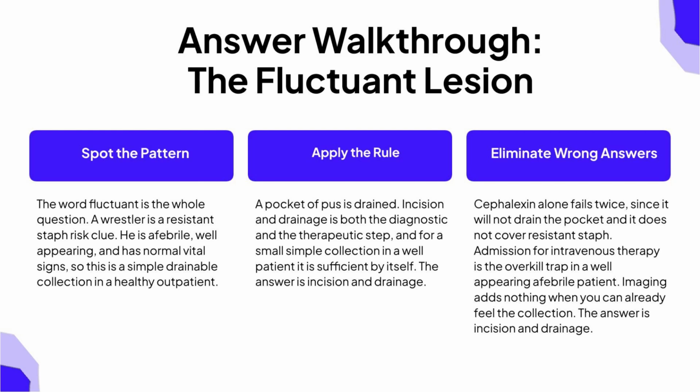Spot the pattern first. The word fluctuant is the entire question. That single word tells you a pocket of pus exists under the skin. And the writer also told you he is a wrestler, which is a classic risk clue for resistant staph. He is afebrile, well-appearing, and his vital signs are normal, so this is a simple drainable collection in an otherwise healthy outpatient. Now apply the rule.